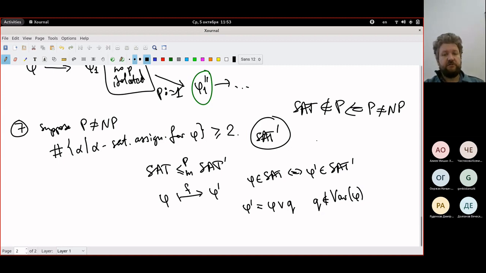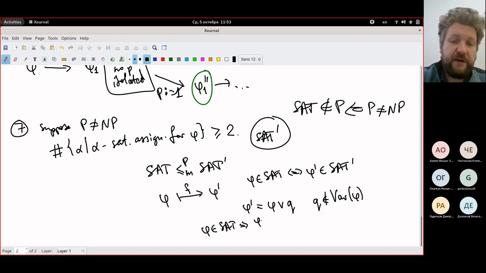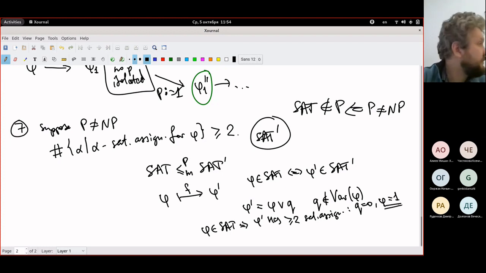Yes. So suppose, if phi is satisfiable, then phi prime has at least two satisfying assignments. So either q equals 0 and phi equals 1. So this is satisfying for phi, right? And the other is just q equals 0 and phi arbitrary. Oh, q equals 1, sorry.